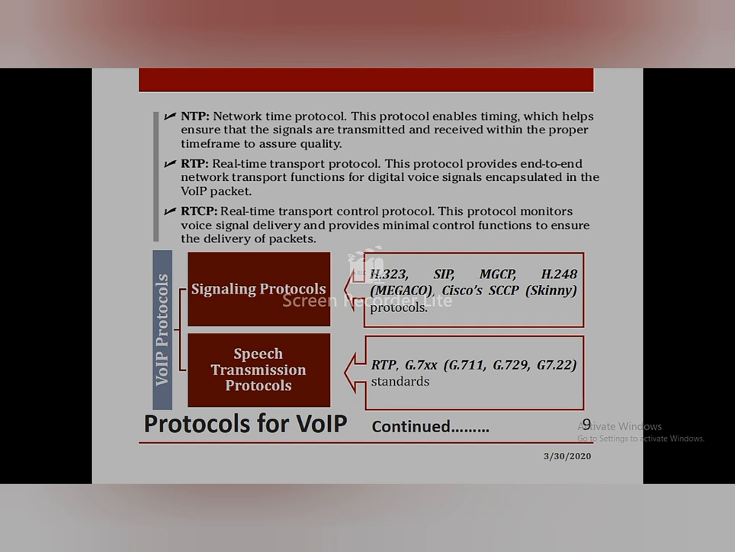And VoIP has two types of major protocols. One is the signaling protocol and another is the media transmission protocol. For signaling protocols we use H.323, SIP, MGCP, H.248, and for media transmission protocols we use RTP, G.711 or G.729 or G.722.